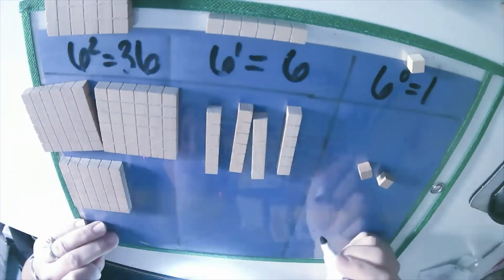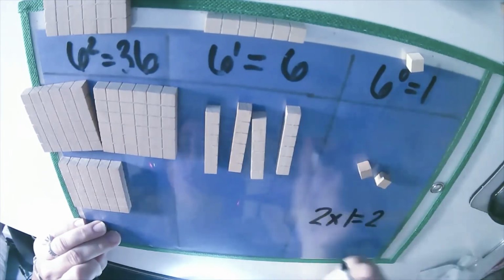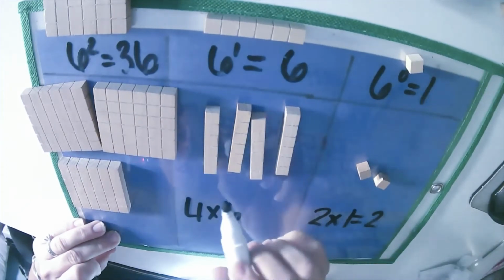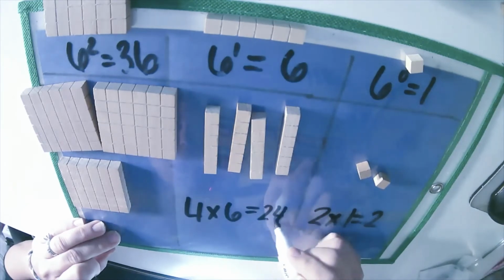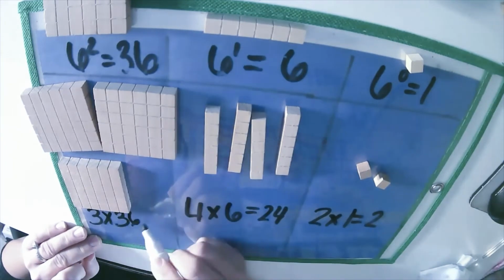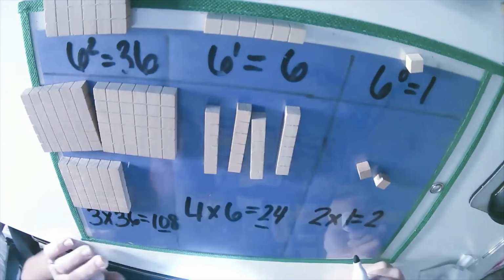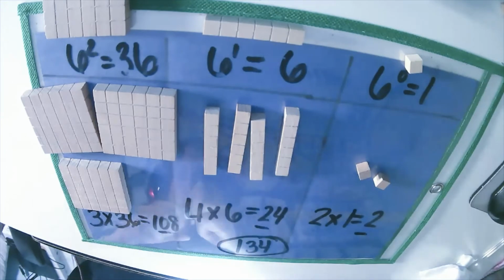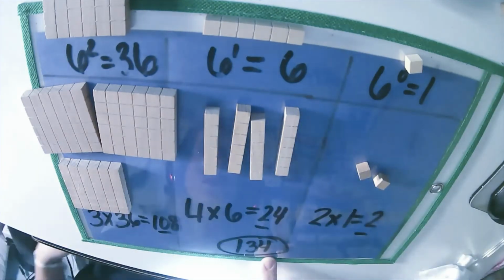So that means I've got 2 times the value of 1, because we're in the units place value. 1, 2, 3, 4 times the value of 6, because we're in the 6 to the first place value, so that's 24. And then 3 times the value of 36, because this is the 6 squared place value, which is 108. So if I sum all those, 108 plus 24 plus 2, I get a value of 134. So 342 in base 6 is equal to 134 in base 10.